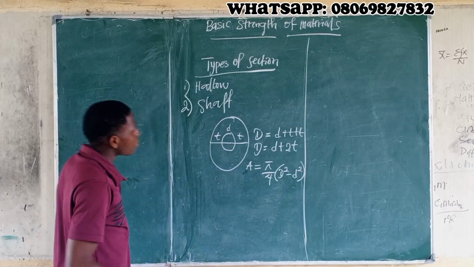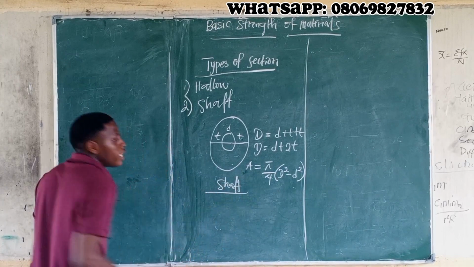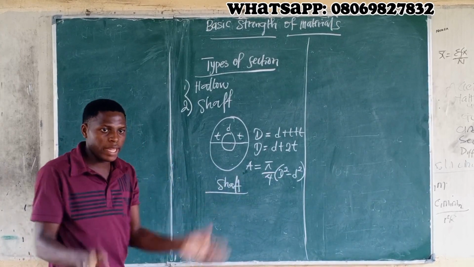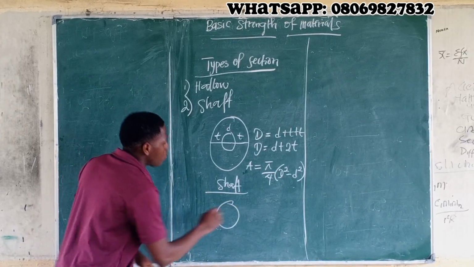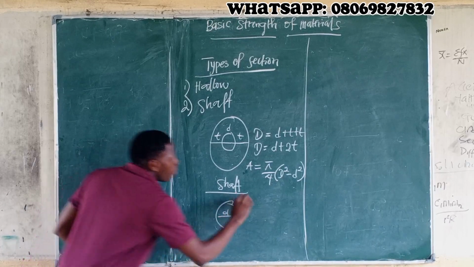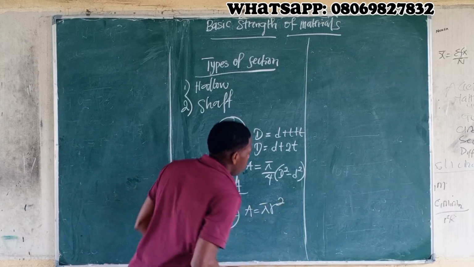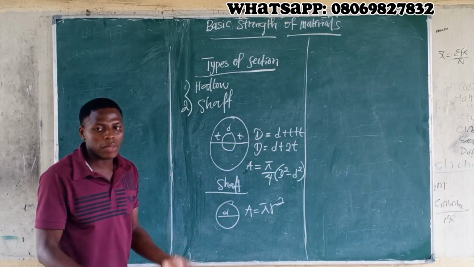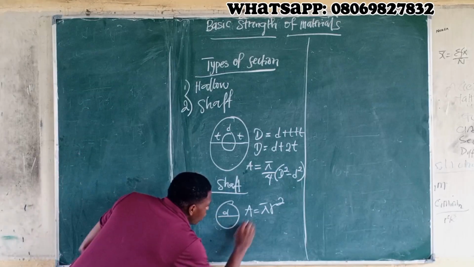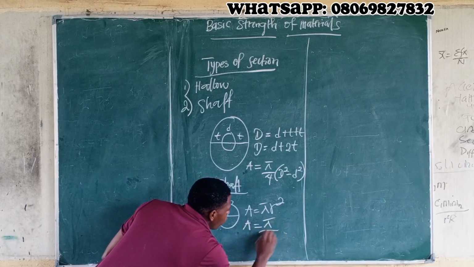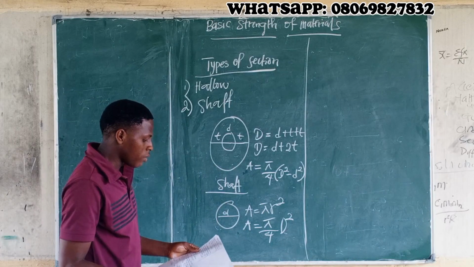We talked about shafts. And we said shaft is just when we are having a plain shape, just like a circle. And I told you to calculate the circle, we use the formula A is equal to pi r square. But in the case where we are given a diameter, the area for this shape is A is equal to pi over 4 d square.